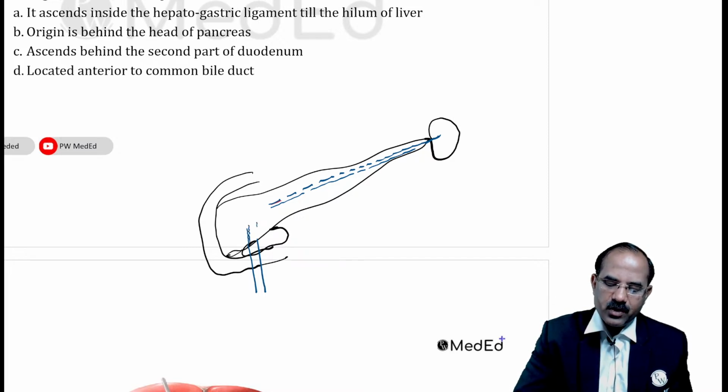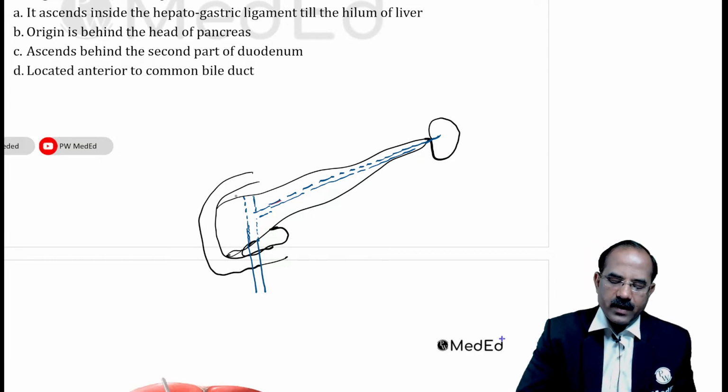अब ये neck के पीछे गया superior mesenteric vein. It joins with the splenic vein. Joins with the splenic vein and forms what? Portal. ये बन गया portal vein. So that's where the portal vein is formed. And now the portal vein goes up.